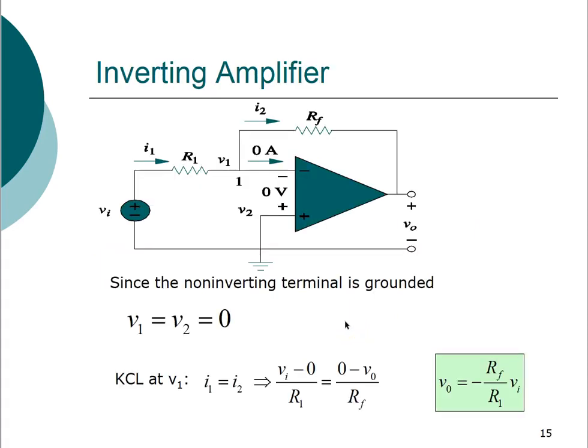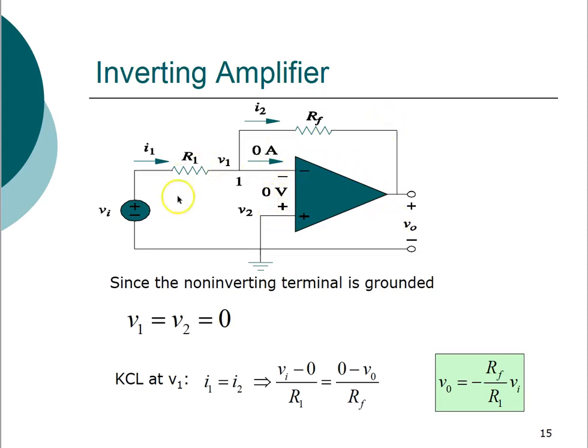Now let's see. Next we have the inverting amplifier. So you see here this is an op-amp, and why do we call it an inverting amplifier? Because the negative terminal is basically getting the supply. This supply is connected to the negative terminal, and if it is connected to the negative terminal, then that is called your inverting amplifier.